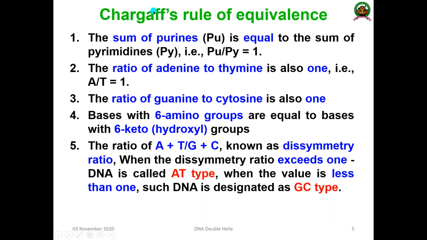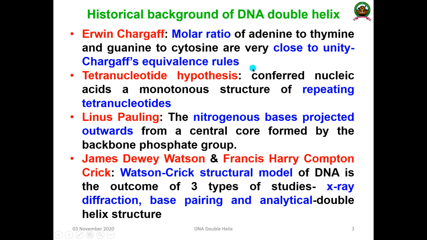Now we will discuss what we mean by Chargaff rule of equivalence, before we discuss the X-ray crystallographic studies. There are mainly 5 statements in Chargaff rule. The total concentration of the purines and the total concentration of the pyrimidines in the double helical DNA are equal. That is, the sum of the purines, Pu, is equal to the sum of the pyrimidines, so purine divided by pyrimidine is equal to 1. The molar ratio of adenine to thymine and guanine to cytosine are very close to unity, that is 1.